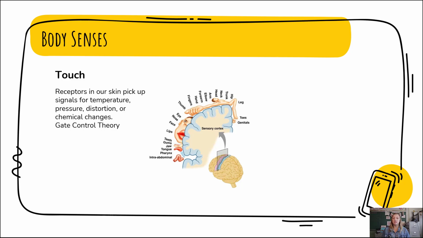Non-painful sensations such as light touch or pressure can close the gate to painful input. This can help reduce pain along the way. For example, kissing a boo-boo or clutching a stubbed toe can help relieve pain if you're feeling some pain.